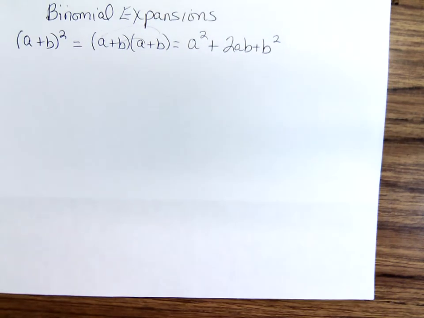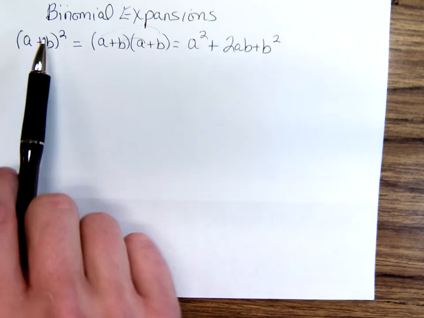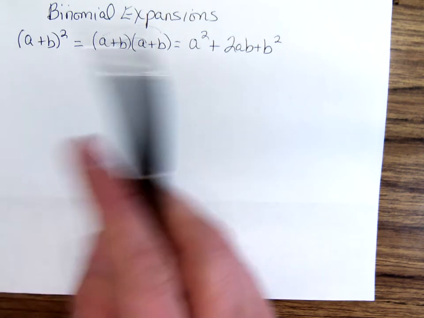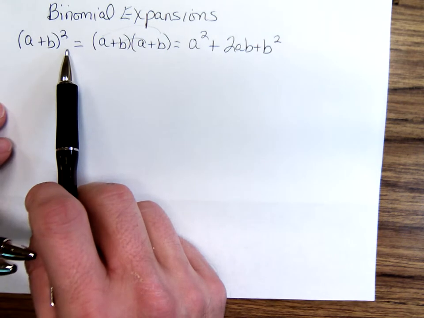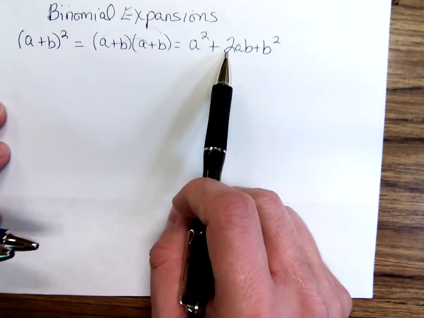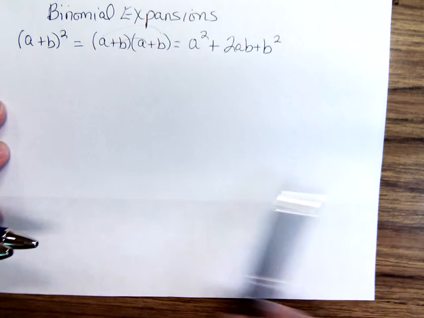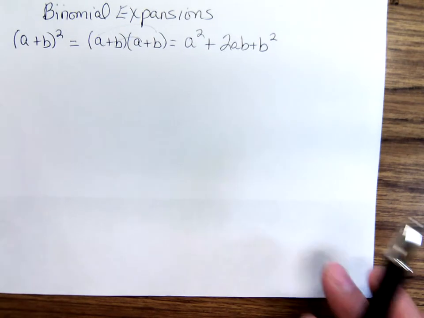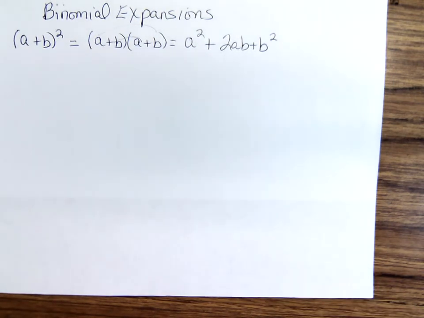The natural question to ask is, is there a shorter way? It's pretty easy if there's just a square. Even if there were a cube, you would get this answer and then multiply by another a plus b. So it's going to start getting a little bit longer. But what if the exponent were 5, 6, or 7? How could you expand it quickly without having to start FOILing it out like that?